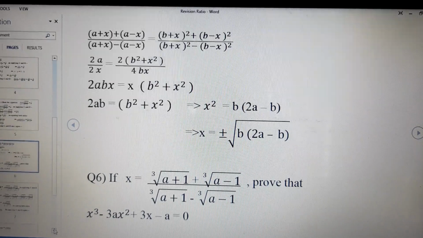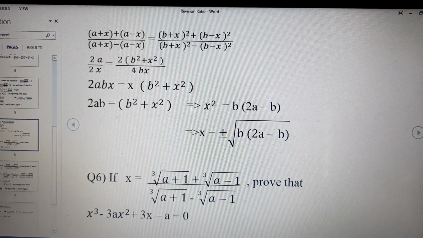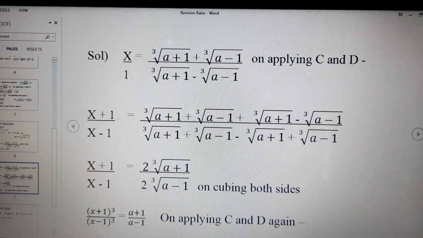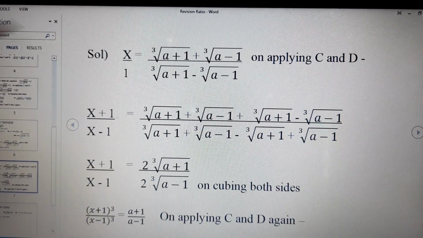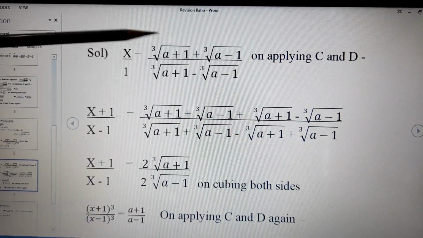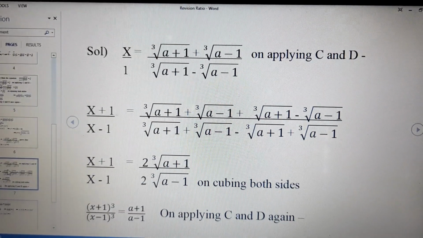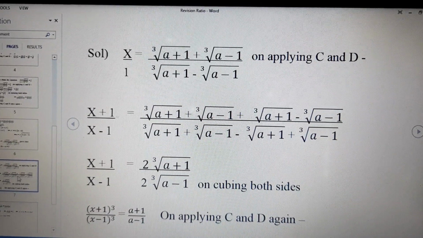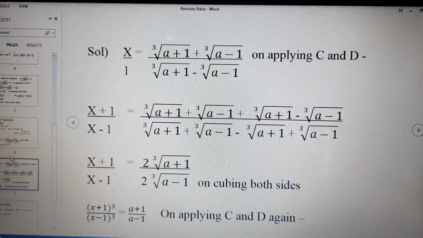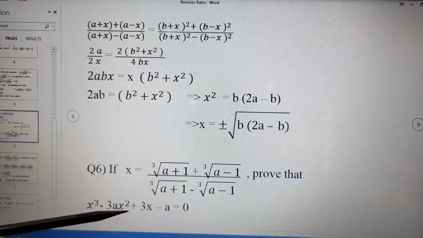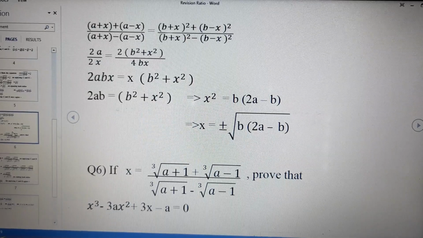Same thing. We are applying componendo and dividendo here. But it is given that cube root of a plus 1. So we have applied componendo and dividendo here, because numerator and denominator, as you can see, are almost the same, and we need to prove something, as we have to prove x cube minus 3a x square plus 3x minus a is equal to 0.